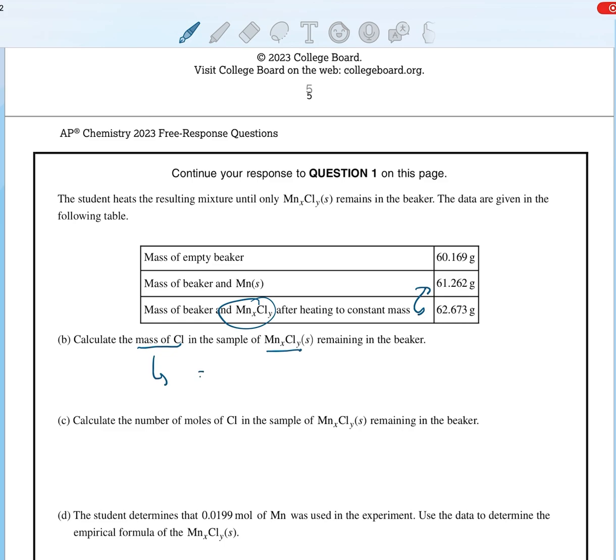So the mass of chlorine is going to equal 62.673 grams minus 61.262 grams. That will give me a chlorine mass of 1.411 grams of chlorine.